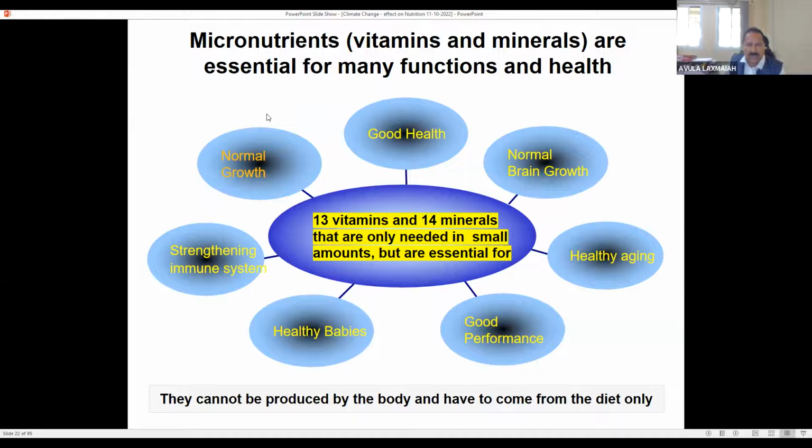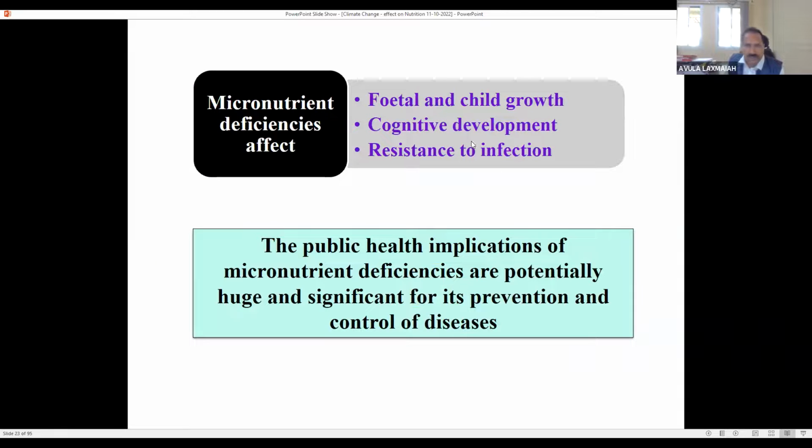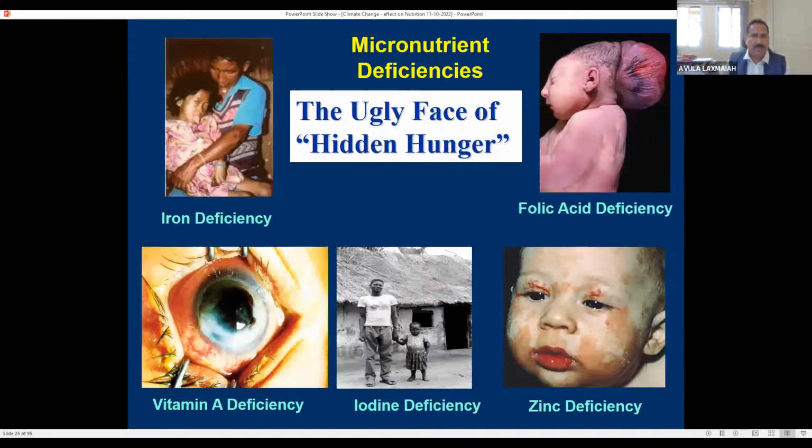And if you come to macronutrients, they are essential for several functions. I'm not going to explain all these things. Everybody is aware that micronutrients affect us in several ways. There are 13 vitamins and 14 minerals that are needed only in small amounts but are essential for human health. These micronutrient deficiencies affect fetal and child health, cognitive development, and resistance to infection. So the public health implications of micronutrient deficiencies are potentially huge and significant for the prevention and control of these diseases.